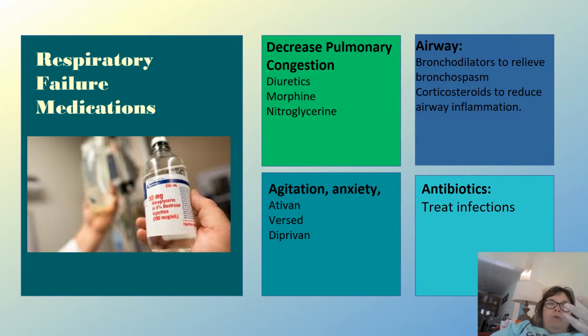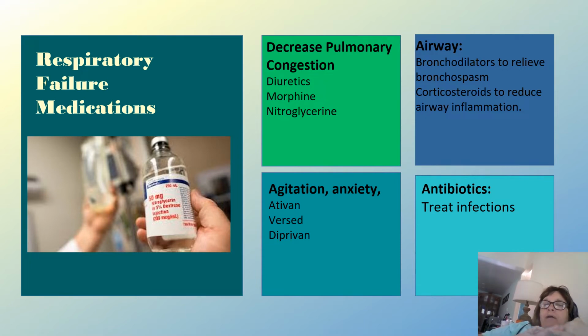Some of the medications that we'll use will depend on what the cause of respiratory failure is. So if we're trying to decrease the pulmonary congestion, they may be placed on diuretics. Remember, diuretics help to eliminate some of the excess fluid. They may be placed on morphine, and sometimes that's to help relax them, and it can reduce their respiratory rate, but it also helps to reduce the preload, so how much volume is going into the ventricles. Nitroglycerin for the same reason. Nitroglycerin vasodilates, so it helps to relieve some of that pulmonary congestion.